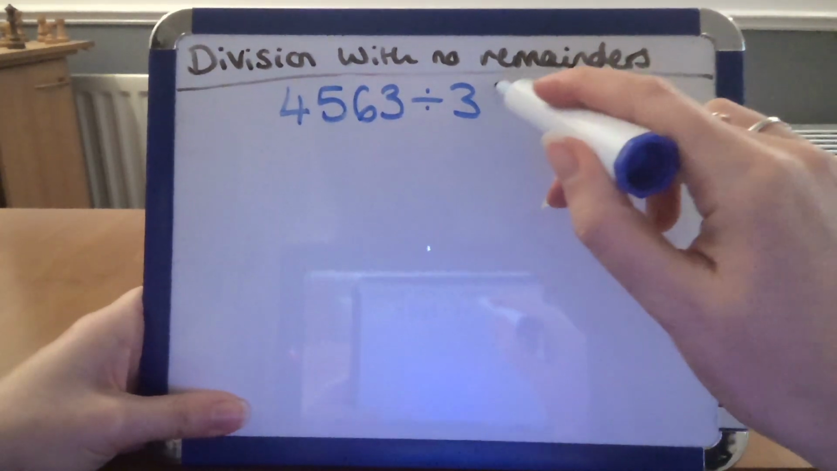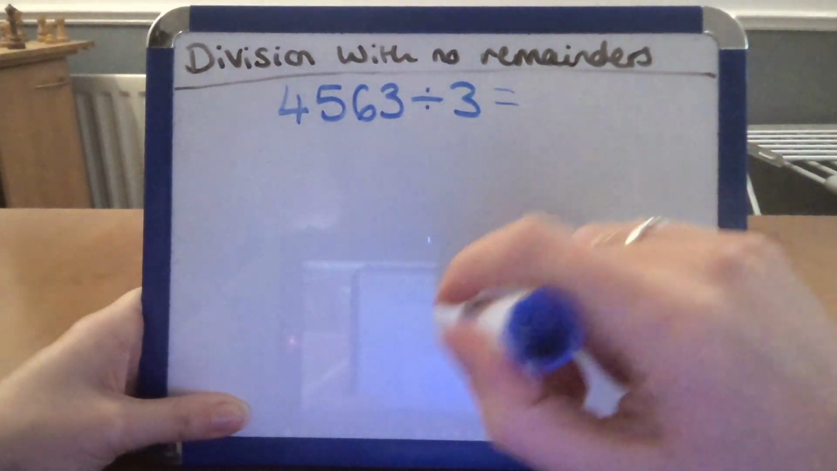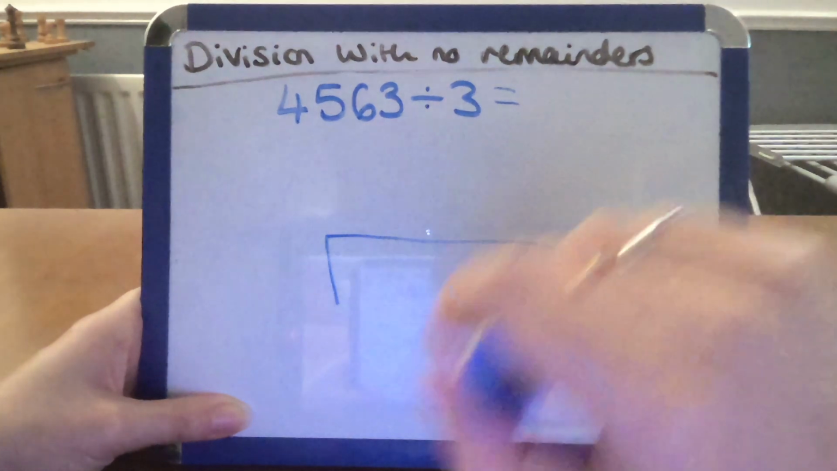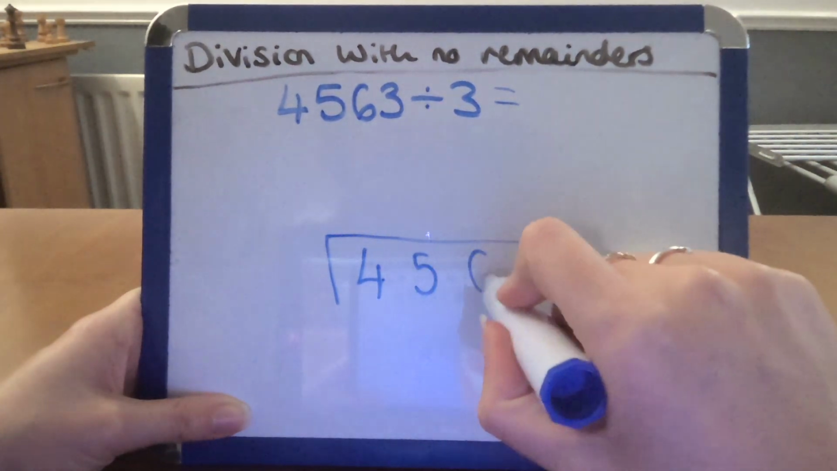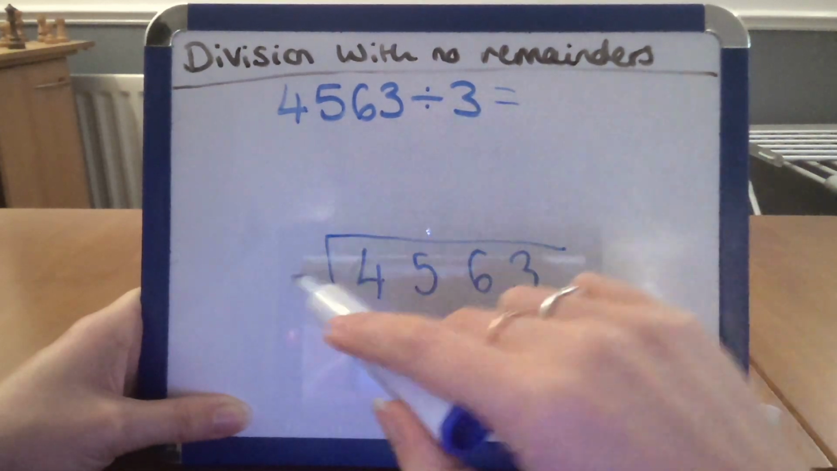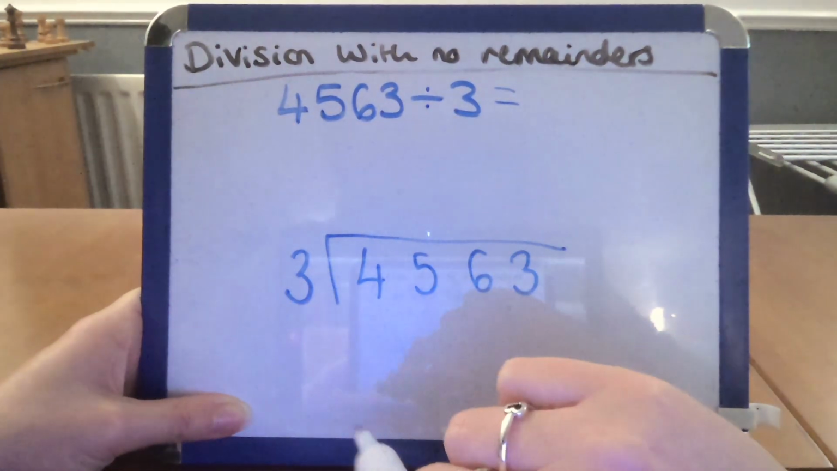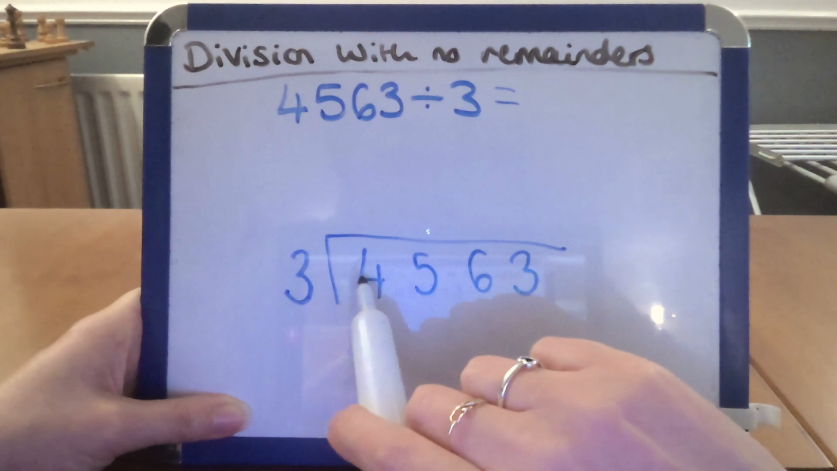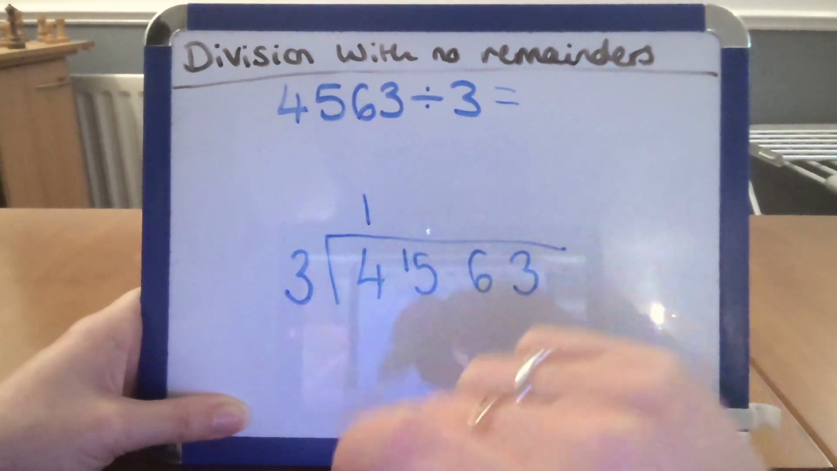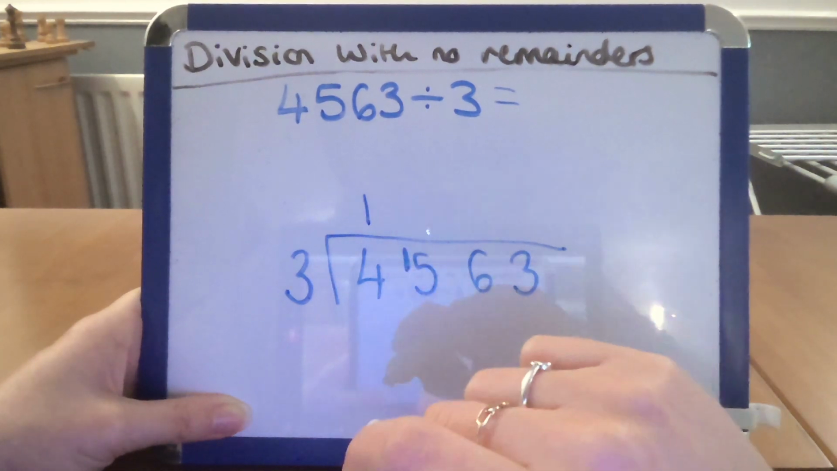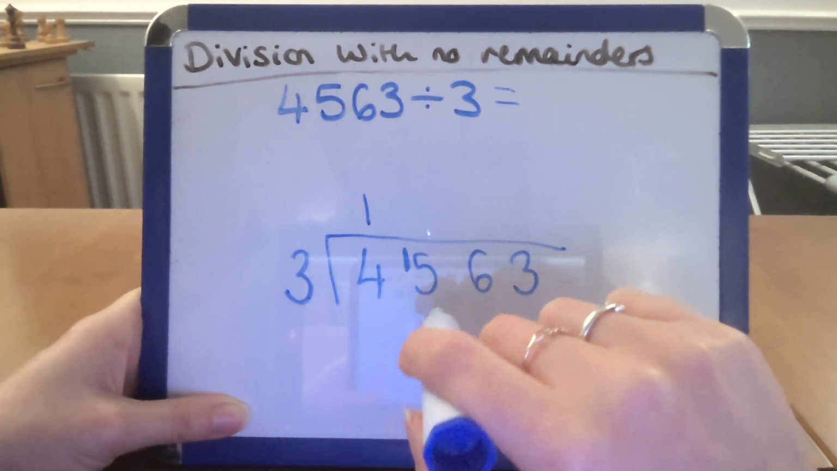The last question is 4,563 divided by 3. So I draw my bus stop. I write the first number inside the bus stop because it got there first, and the second number has to wait outside. How many times does 3 go into 4? Once, remainder 1. So my 1 goes here, making this number 15.